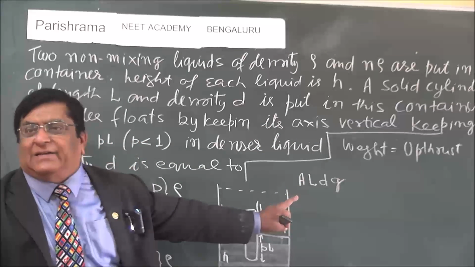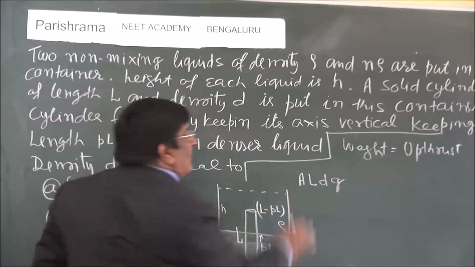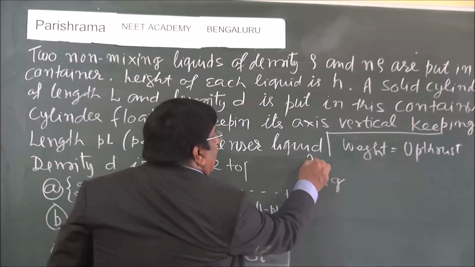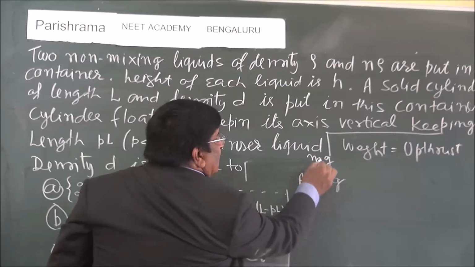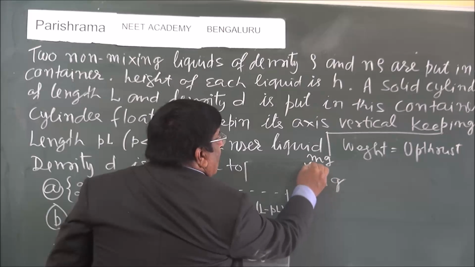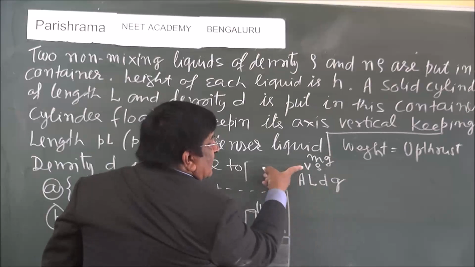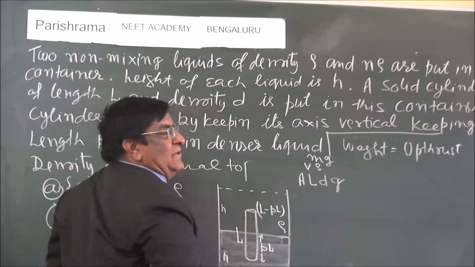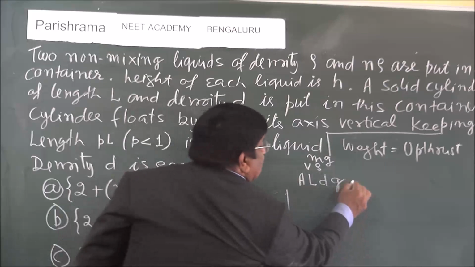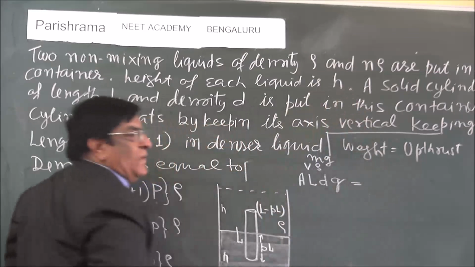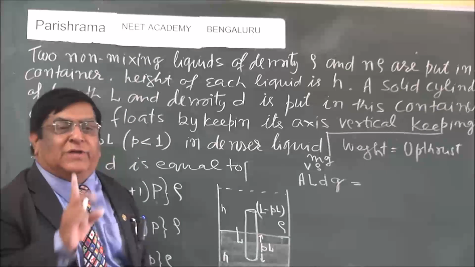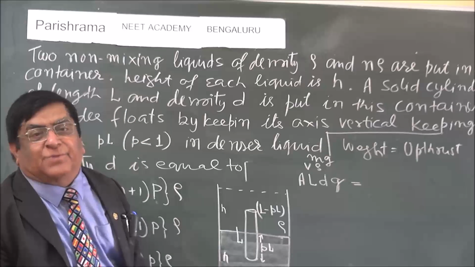Is this point clear? I have not written the intermediate step. What is the force? mg. And what is m? Volume into density into G. What is volume? Area into L into D into G. This is equal to upthrust. Who is creating the upthrust? Both the liquids. How much upthrust do they create?